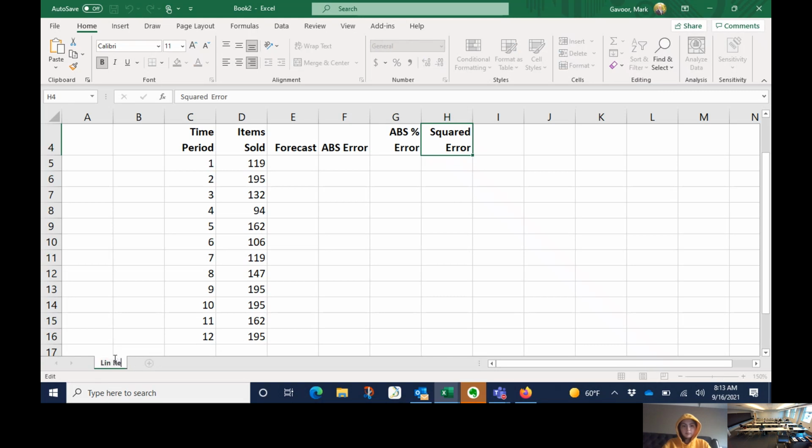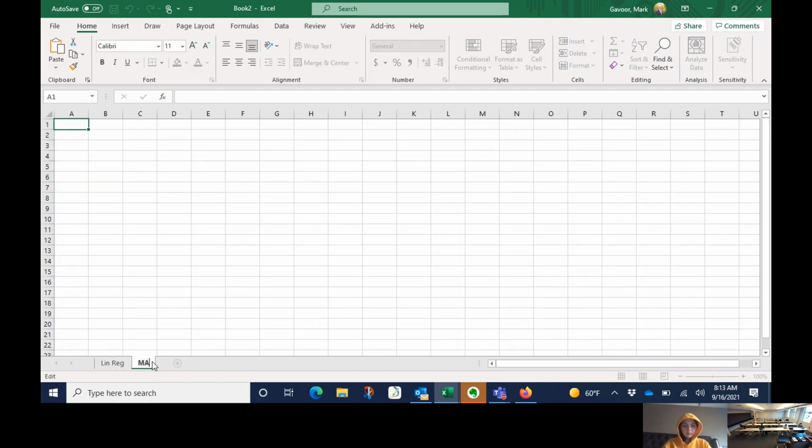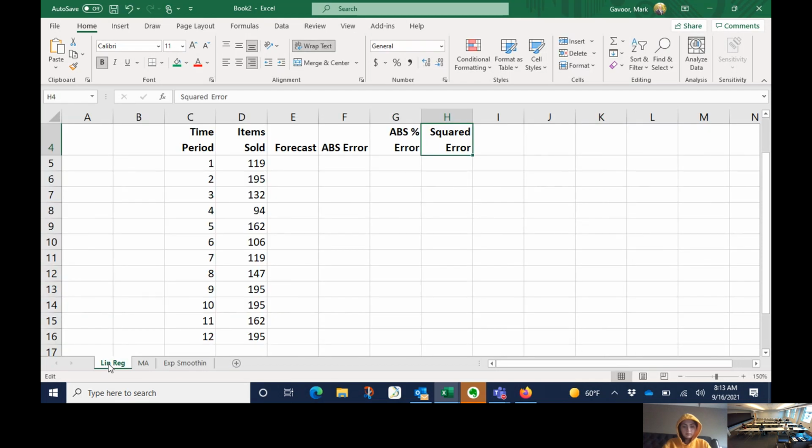Label the tab linear regression. Then I'm going to add another tab. I'm going to call it moving average. And then I'm going to label another tab and call it exponential smoothing. So we're going to do all 3. But if you fill this one out right, it's just copy paste, erase the forecast column, and let's say we're going to do moving average for 2 periods. And let's say we're going to use, well, just set it up for exponential smoothing. You pick the alpha, but we should be able to change the alpha. In each case, you should have a graph. So we see what it looks like.